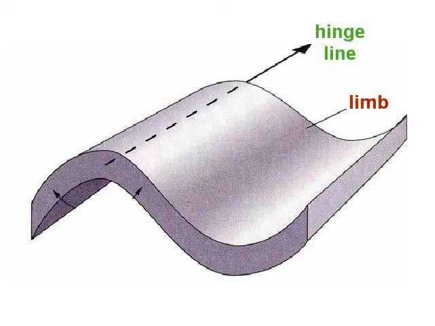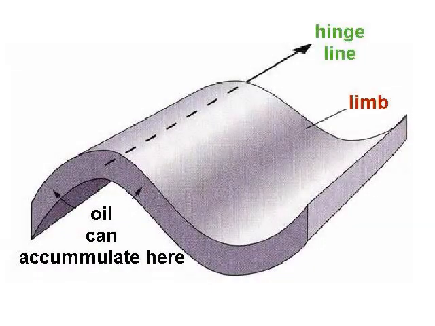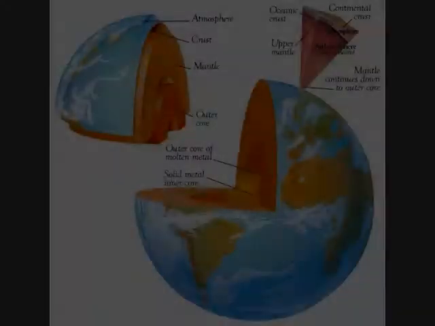The hinge line is the maximum point at the top of the anticline. It runs parallel to the top of the curve. This line is important because it shows closure, a place to hold oil.